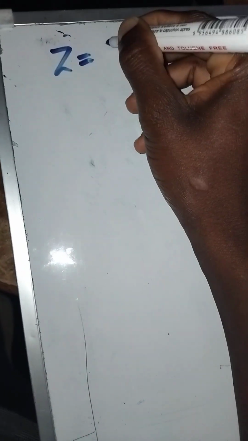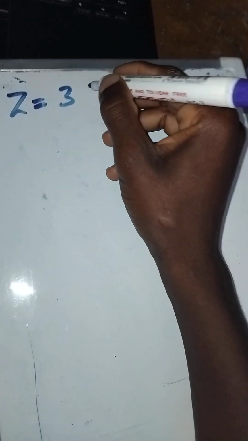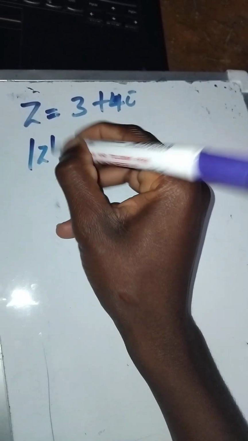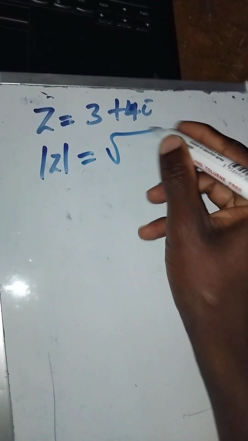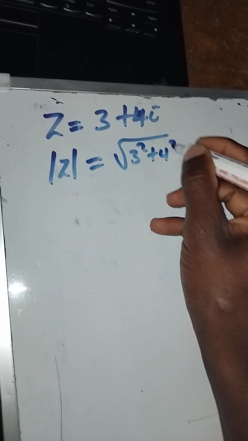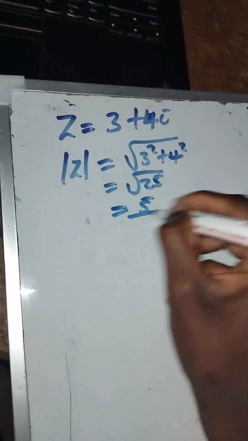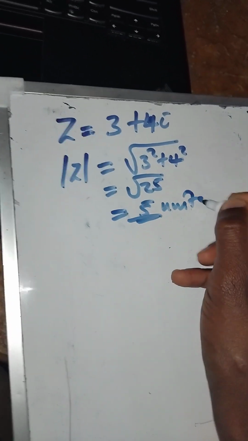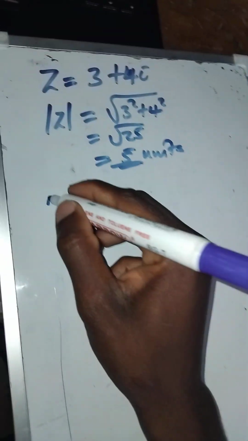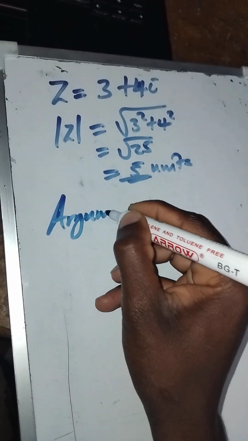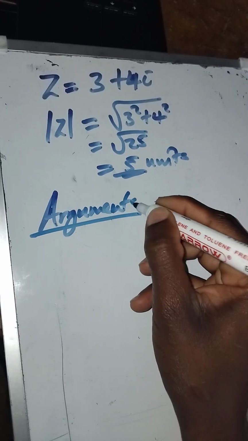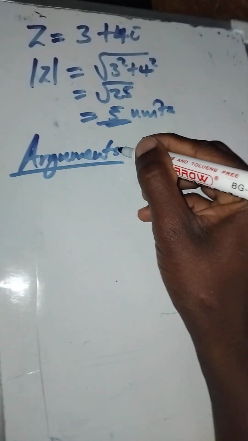So modulus, for example, z is equal to 3 plus 4i. To find the modulus of z, we say square root of 3 squared plus 4 squared. So here we get 25, so it is 5 units. Now we go to the argument of a complex number.